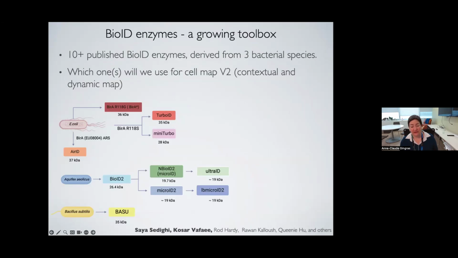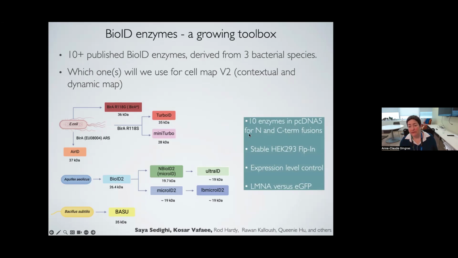And so Saya and Kozar, together with many people in the lab, have started really looking at that systematically. So there are now, as I said, more than 10 published biotin ligase enzymes that are derived from three bacterial species: E. coli, this thermophile called Aquifex aeolicus, and also Bacillus subtilis. And so which one we will use will be important. So what we decided to do is to put each of them, both as N-terminally and C-terminally tagged fusions, in the same backbone that we use for the CellMap.